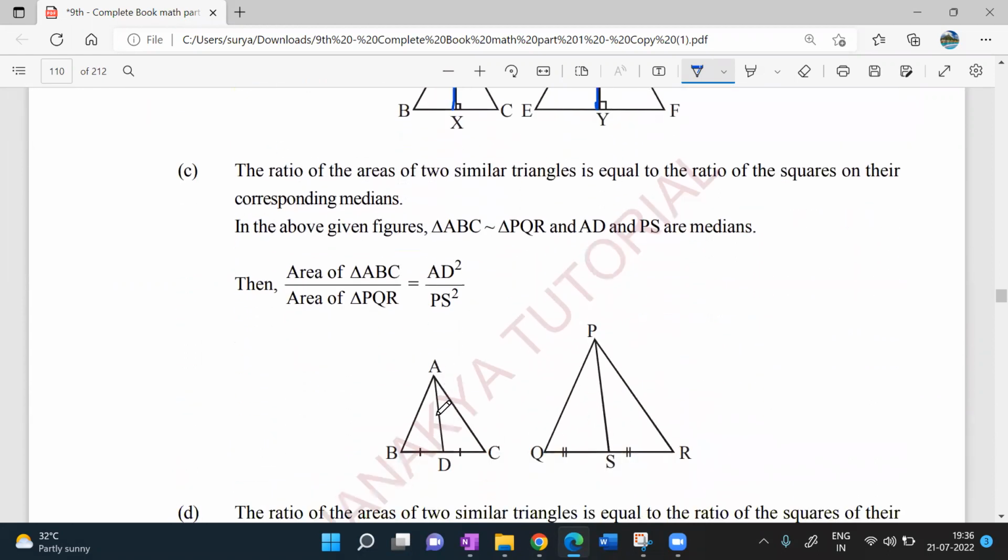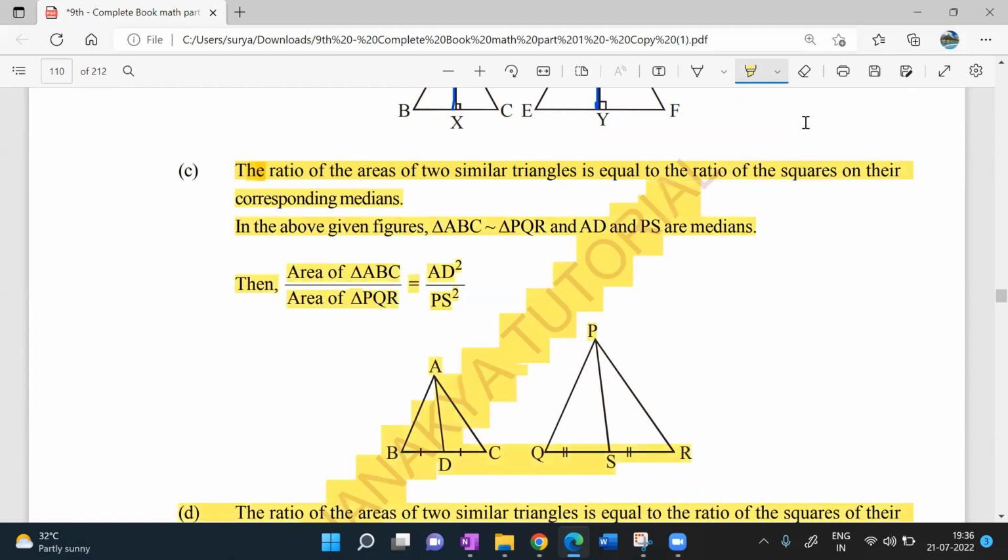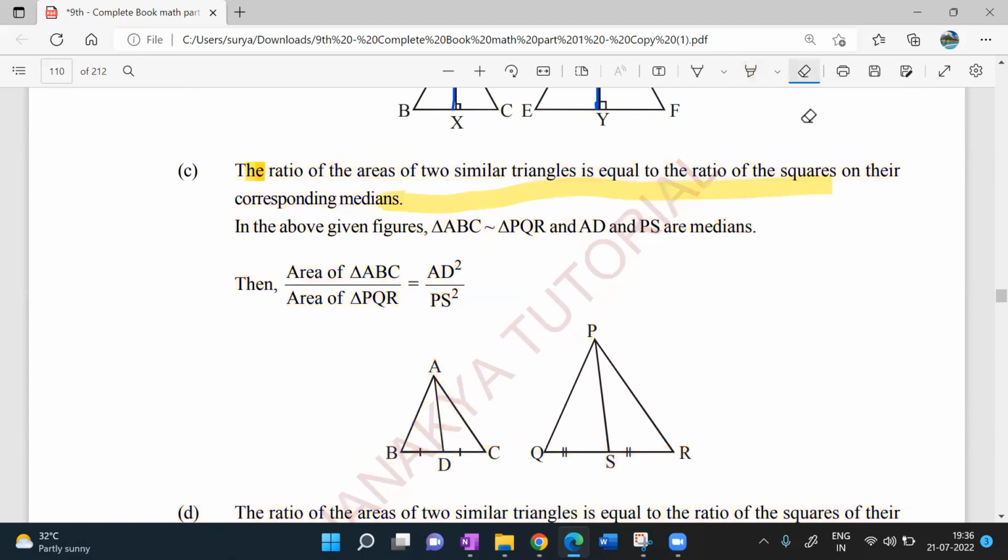Third point, what does the third point say? Look at this. The ratio of the areas of two similar triangles is equal to the ratio of the squares of their, one second guys. This highlighter is troubling a lot.